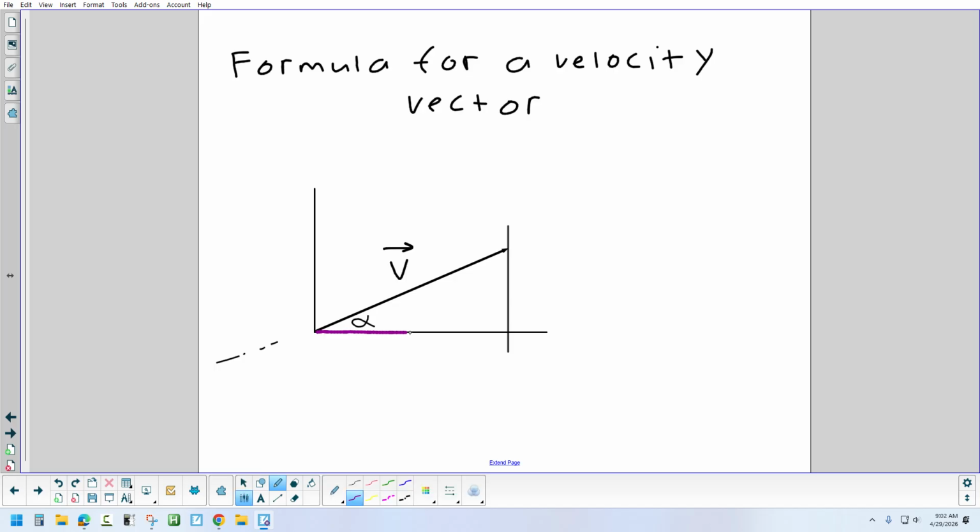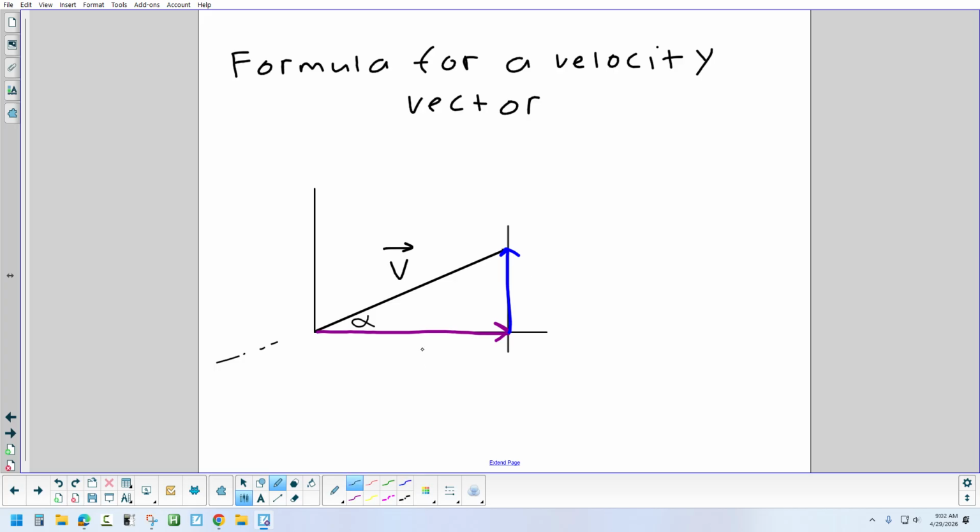This is the horizontal component. This is the vertical component. So when you write the vector, you have to write down the formula for the purple arrow, comma, the formula for the blue arrow. That's how you have to write the vector. Okay. So basically, they give you the black. You got to figure out the purple and the blue.